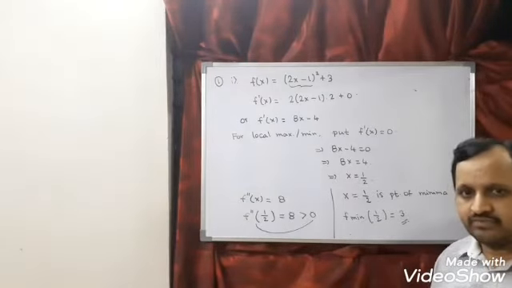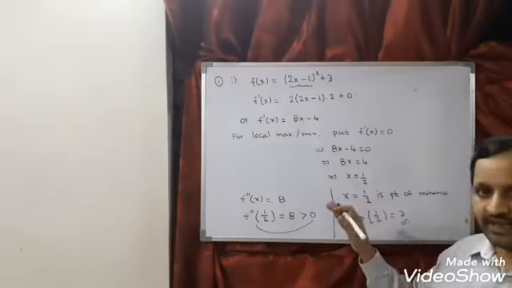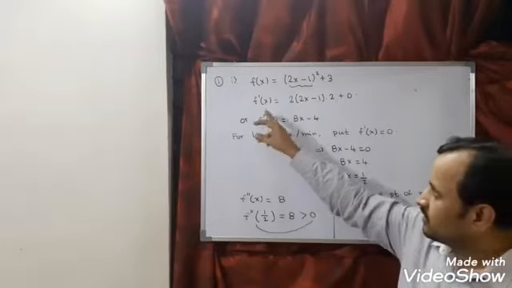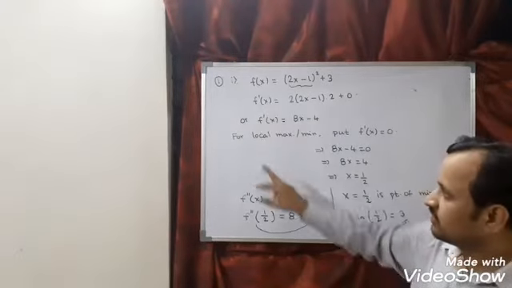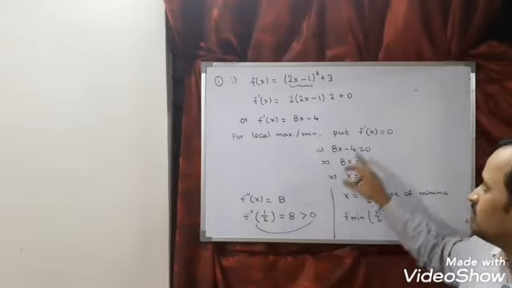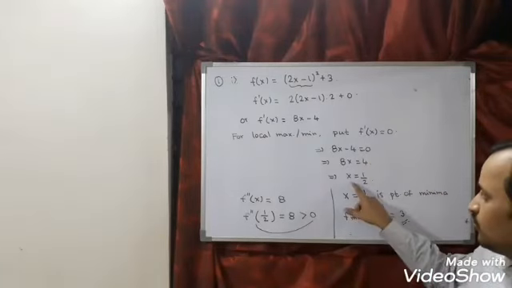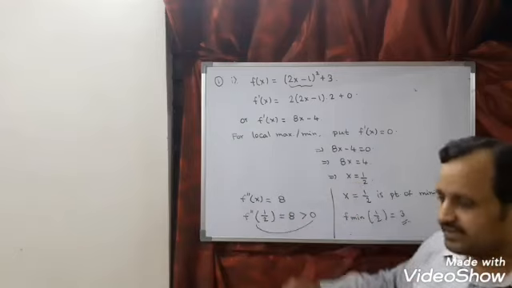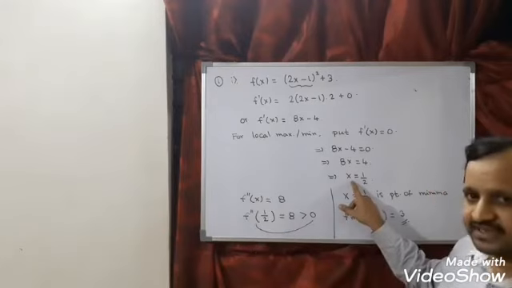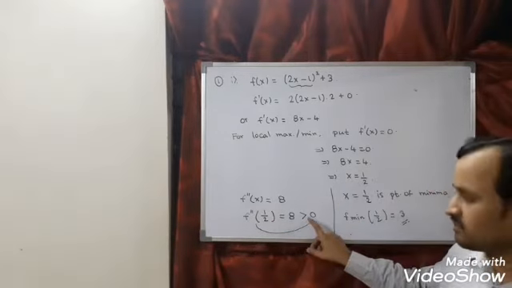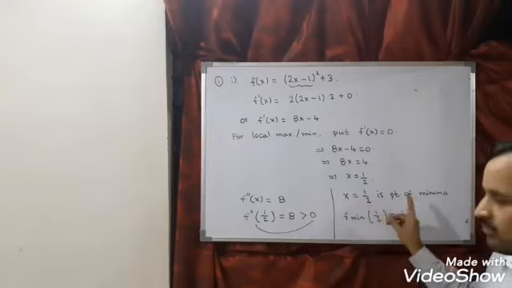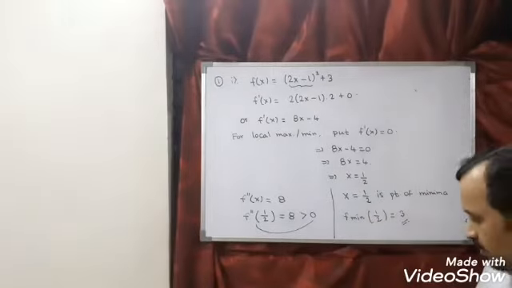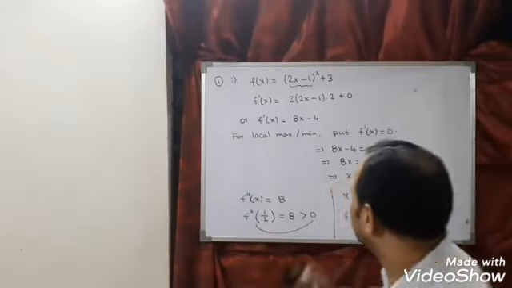So in the exam, it is up to you: either you can apply the first derivative test or the second derivative test. Once again, find f dash x for local max or local min. Put f dash x equal to 0. You will get x equal to 1 by 2. So only one value we got. Find the second derivative at x equal to 1 by 2. Since this value came to be positive, x is equal to 1 by 2 is a point of minima. And the minimum value, you put in f of x, you will get 3. To make this more clear, let us take one more question.